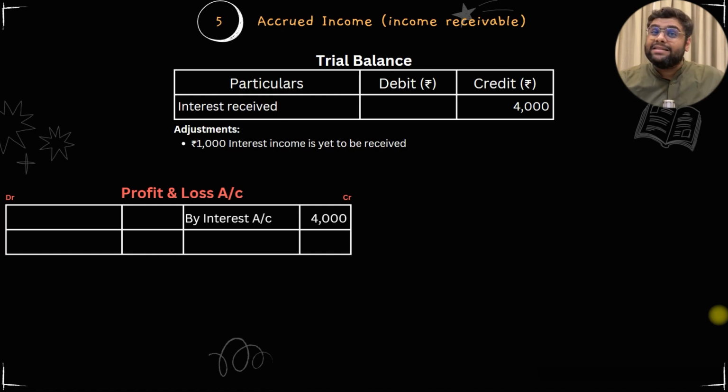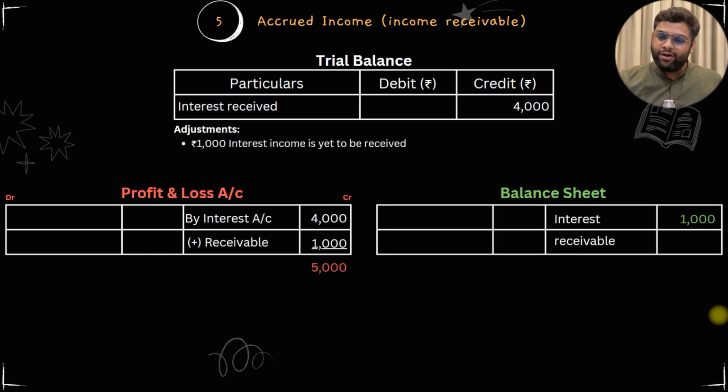This income is yet to be received, which means you have earned it but you have not received it. Therefore it will be added. Add receivable income 1,000, because your total income is 5,000. Now, interest receivable is an asset because you have yet to receive money from someone. In the balance sheet on the asset side, you will record interest receivable 1,000.